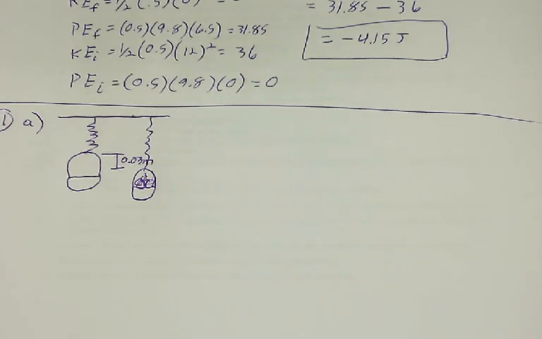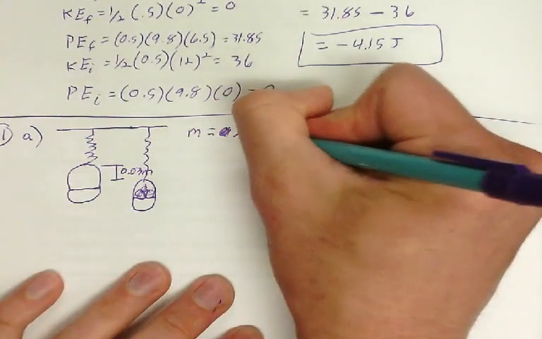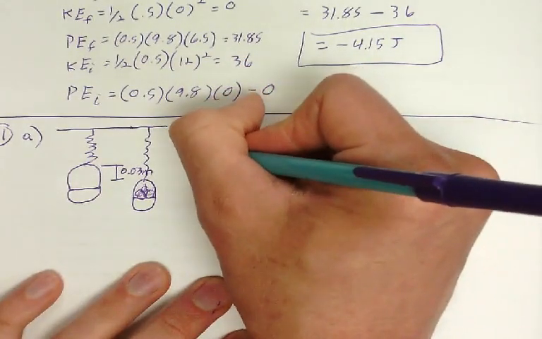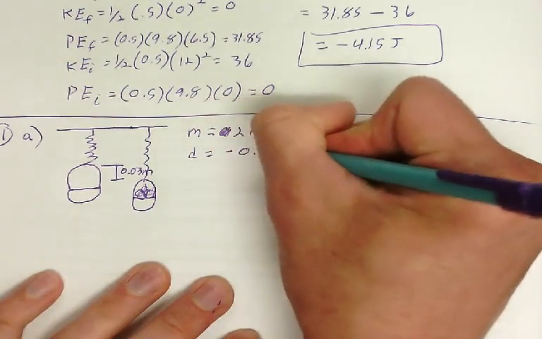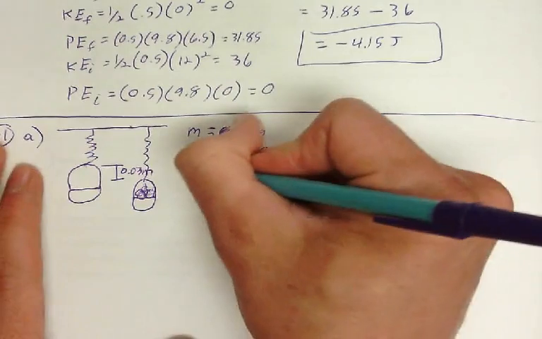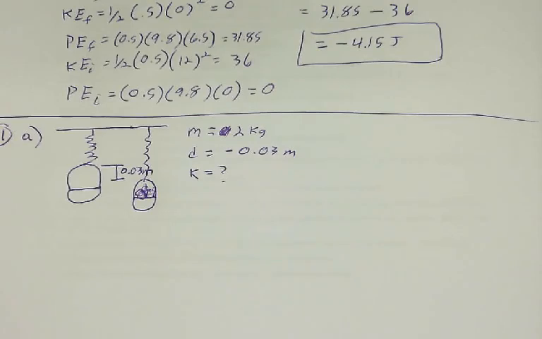Okay, so first things first, knowns and unknowns. Give you a minute here. See if you can figure out what the knowns and unknowns are for this one. So the mass is 2 kilograms. We also know the distance that it's stretched. I'm going to make it negative 0.03, and that's because it's stretched down. I usually think of stretching down as negative. And then K is what I'm solving for. K, by the way, is spring constant, in case you forgot that.